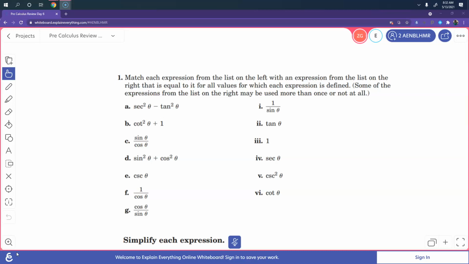So C is equal to tangent theta. That cancels. Remember the one I asked you to memorize? Sine squared of theta plus cosine squared of theta is 1. Remember that 1 over cosine is the same thing as saying secant theta. And remember that cosine over sine is cotangent theta.